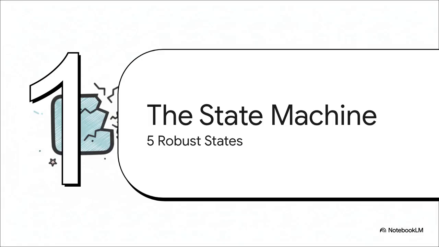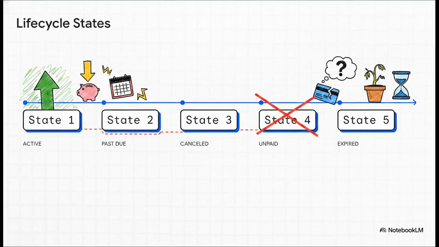Section 3. The subscription state machine. So how do we actually fix this? Instead of asking if a customer is simply paid or unpaid, we need a system that asks what state this account is currently in. We're tossing out that binary toggle and replacing it with a robust 5-state lifecycle. A failing account shouldn't just fall off a cliff. It needs to sequentially progress through explicit states: active, past due, canceled, unpaid, and finally expired. Let's quickly break each of these down so you can see how they protect your revenue.